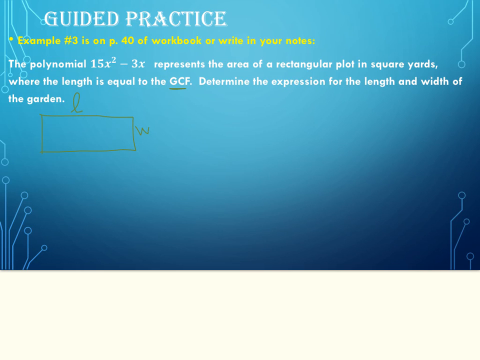There's your length, there's your width, because the area is length times width. And they said the length is the greatest common factor. So probably we should take this 15x squared and minus 3x and find their greatest common factor. So 15 is 3 times 5 times x, and negative 3 is negative 1 times 3 times x. So you can see that they have a 3 in common, an x in common, so their greatest common factor is 3x. Okay?